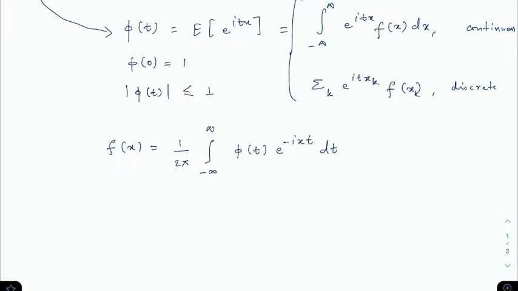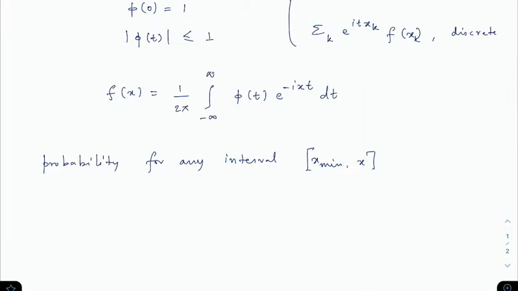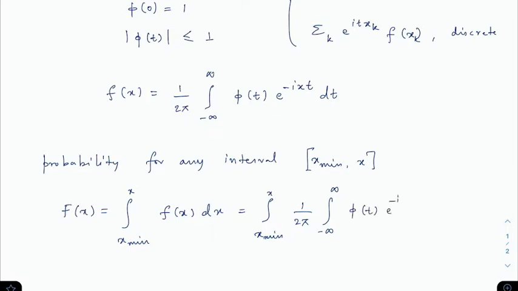Now, the cumulative distribution function, or the probability for any interval, say from x minimum to some x, can also be found from phi of t. So if we denote it by capital Fx, and the integral is from x minimum to x on small fx, now we can use the inverse Fourier transform and substitute for f of x. We do this integral from minus infinity to plus infinity, phi of t times e to the power minus itx. The first integration is over dt, the second integration is over dx.